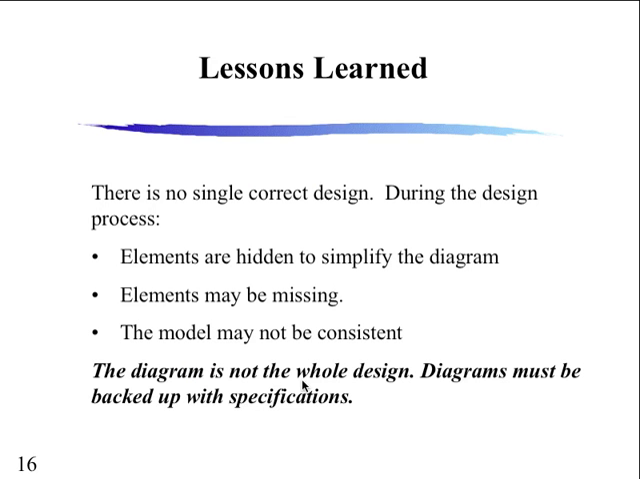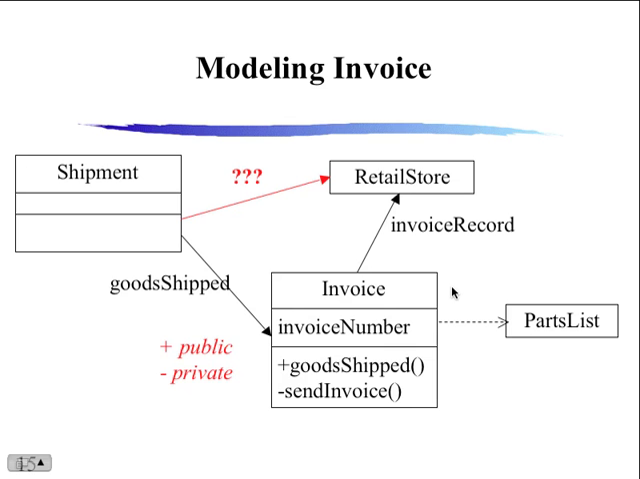So, lessons learned: there's no single correct design. And we should probably highlight that, put it in bold, underline it. During the design process, elements are going to be hidden, even if you take an object-oriented design approach, and as we've seen here, there's no standard. We're going to put the public and private in here, and we're going to show this correlation. The downfall to this entire methodology is that we're only showing what we're intending to show. We're leaving out a lot of information.